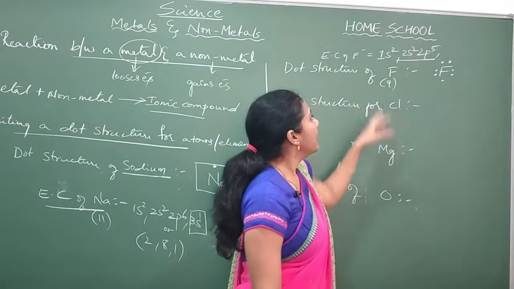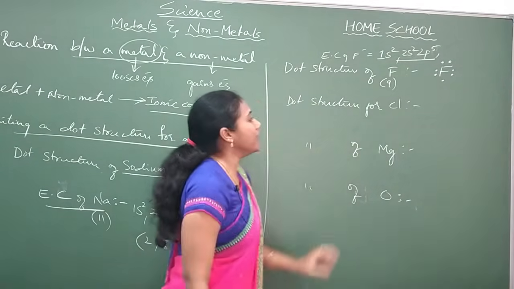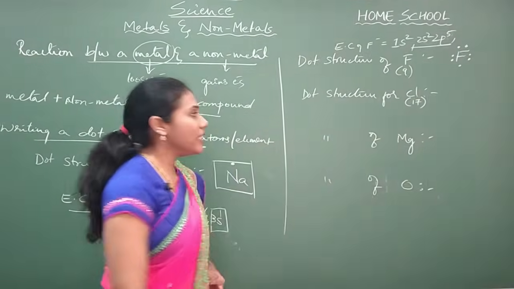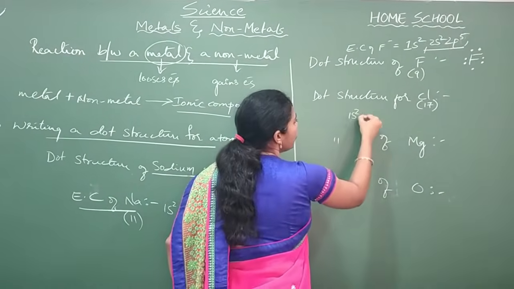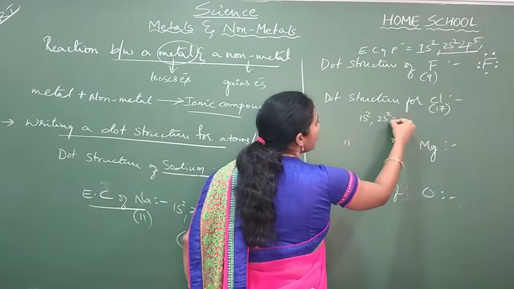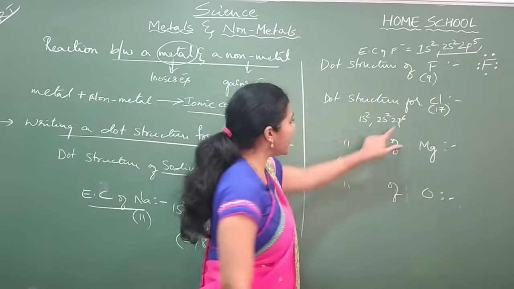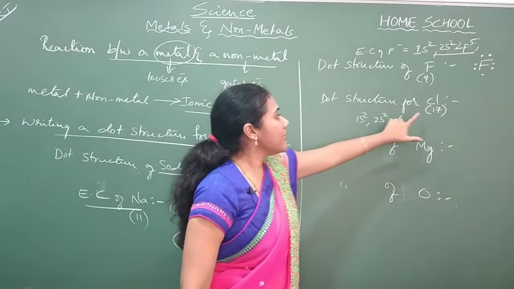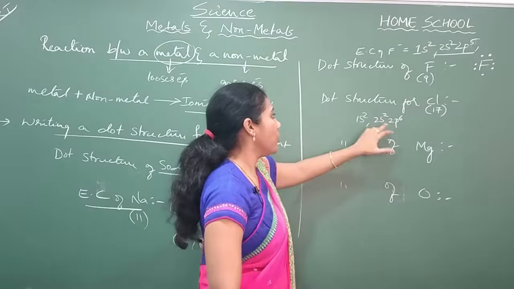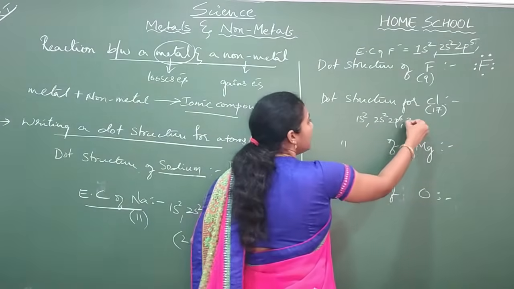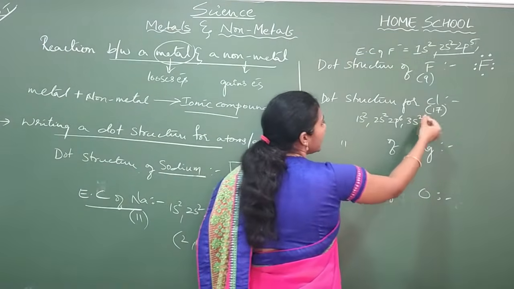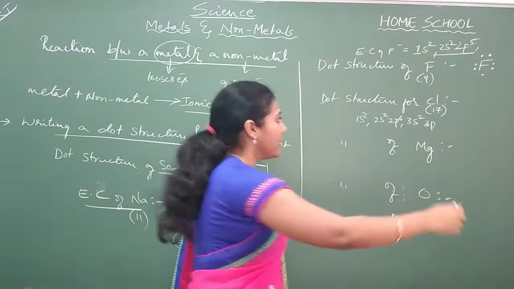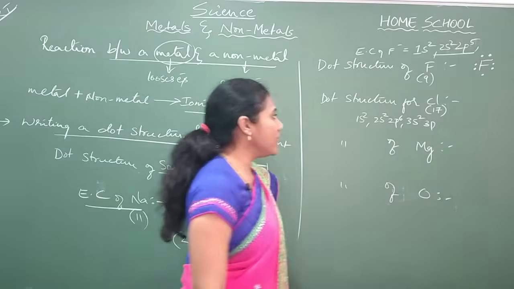Fine. Coming to chlorine, atomic number 17. What is its electronic configuration? 1s2, 2s2, 2p6. How many are over, guys? 6 plus 2, 8, 9, 10. Still 7 more electrons you have to show. After 2p, who will come? 3s will come. After 3s, who will come? You have to follow the trick, the trick you should remember. After 3s, the 3p orbital will come.